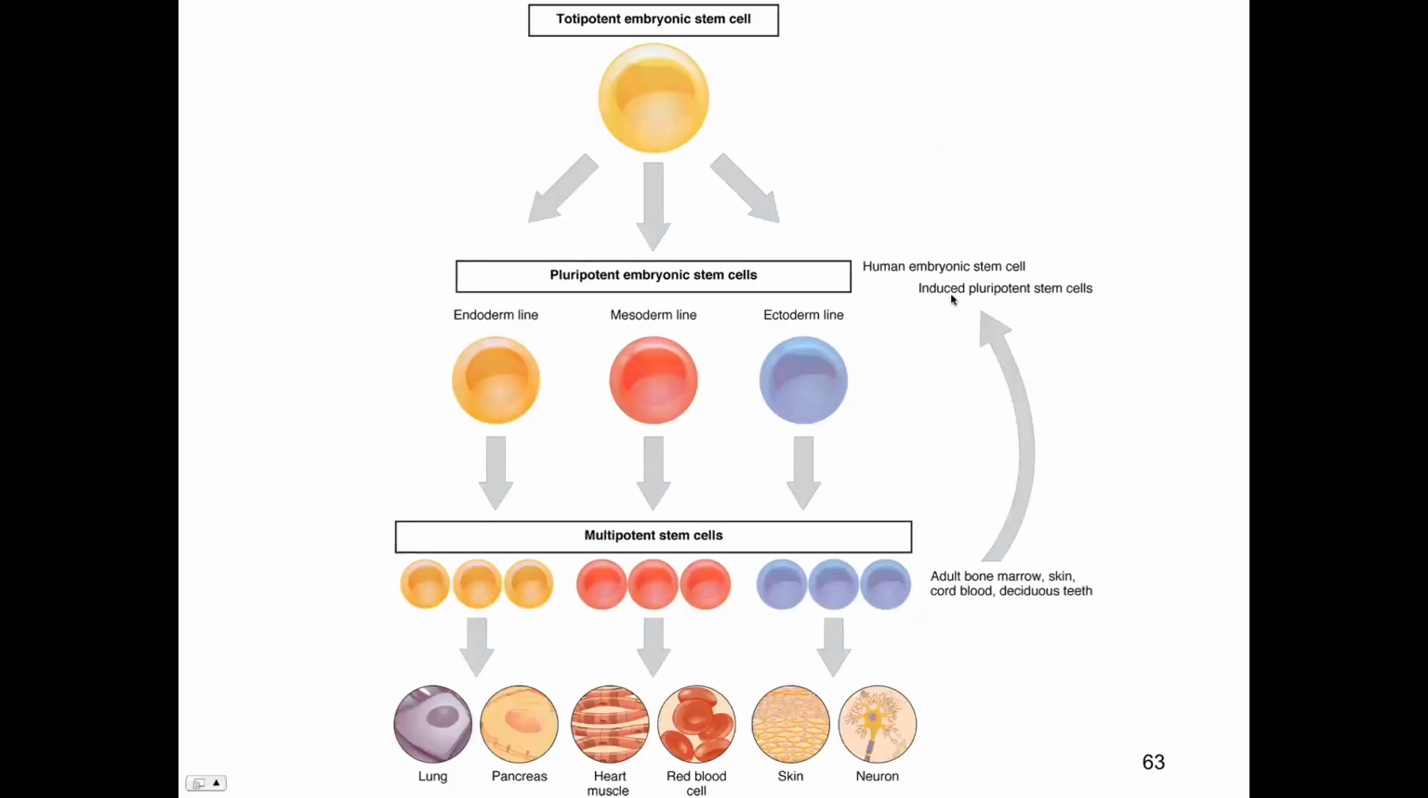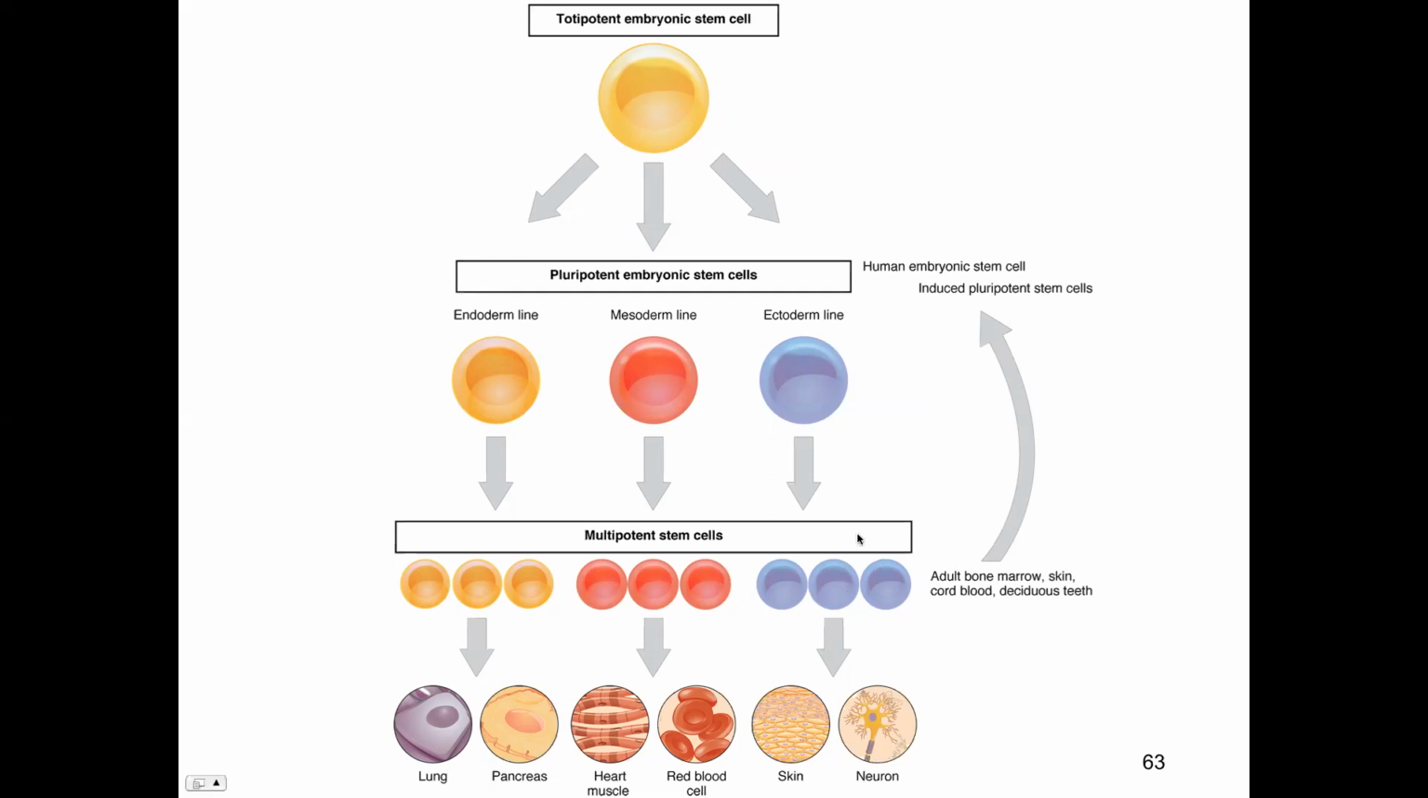So here you can see this sort of idea. Totipotent can form everything, including pluripotent embryonic stem cells. Pluripotent can form different types of tissues. Each of these, the endoderm, mesoderm, and ectoderm, those stem cells can form many different types of tissues, clearly, because there's many different types of tissues that arise from each of those germlines, right? Multipotent, they're a little bit less in their capacity, right? But they are still stem cells.